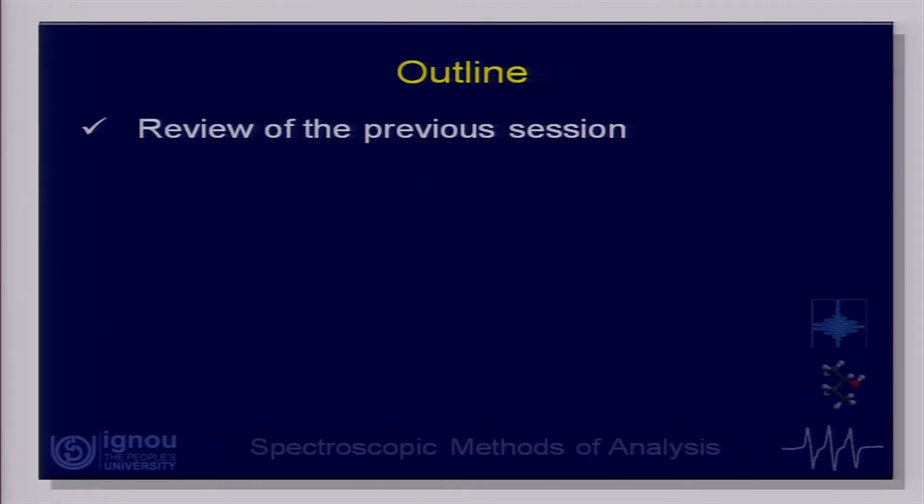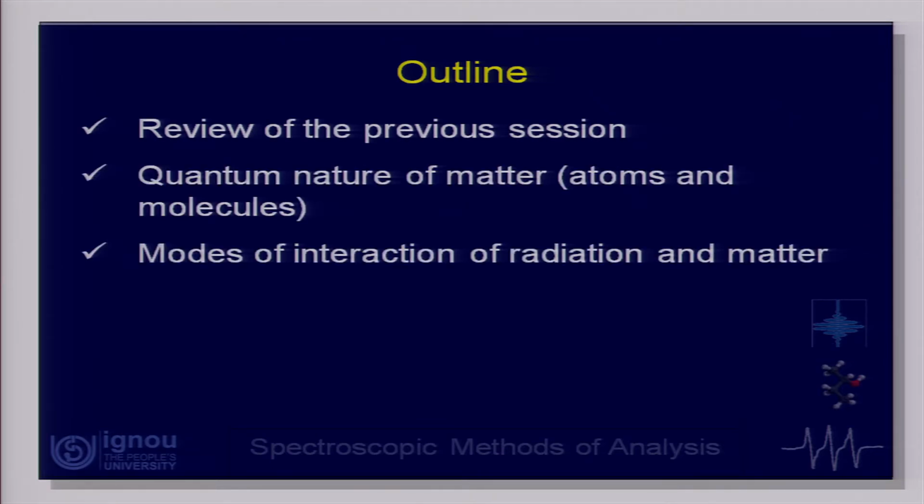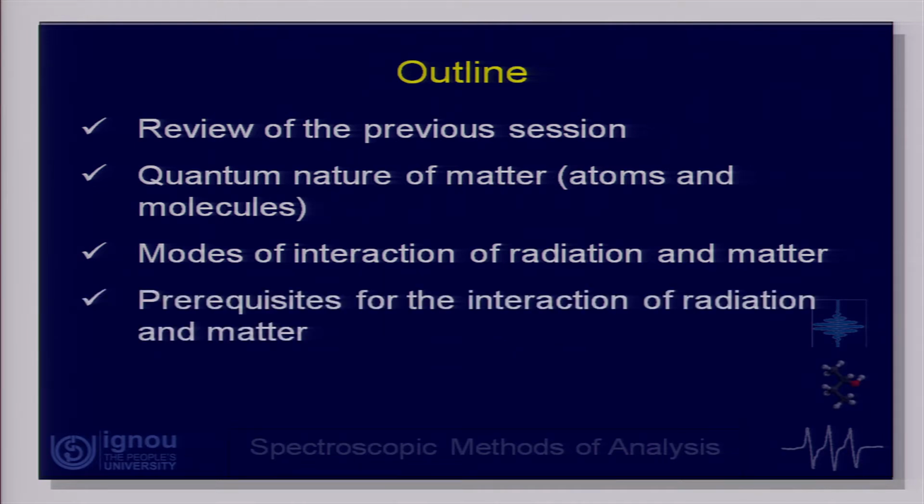did in the previous session. Thereafter, we will take up the quantum mechanical nature of matter, that is atoms and molecules. Having done that, we will move on to different modes of interaction possible between radiation and matter. And then we will take up what are different prerequisites, that means what are the preconditions required for the interaction of radiation and matter. And then towards the end, we will sum up what we do in today's session.